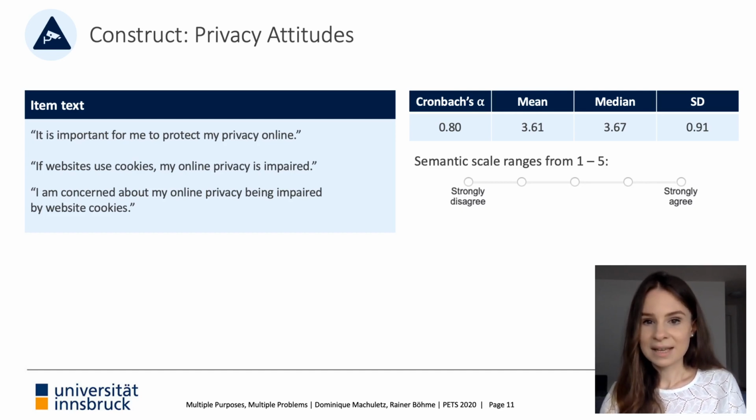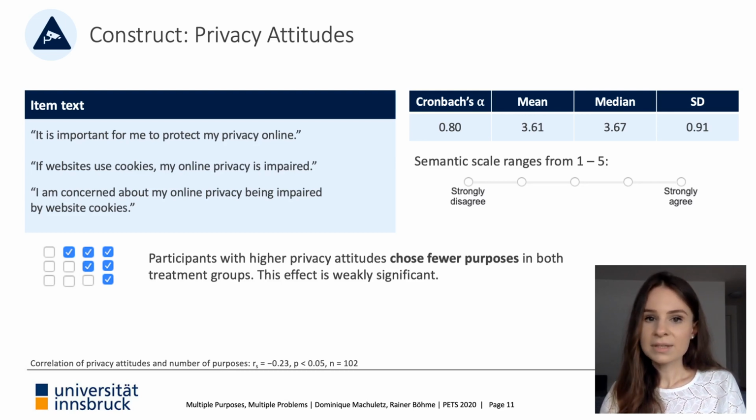Participants were asked to state if it is important for them to protect their online privacy and if they are concerned when websites use cookies. We find that participants with higher privacy attitudes actually show fewer purposes in both of the treatment groups. This challenges the privacy paradox, and you can read in the paper how we interpret it.